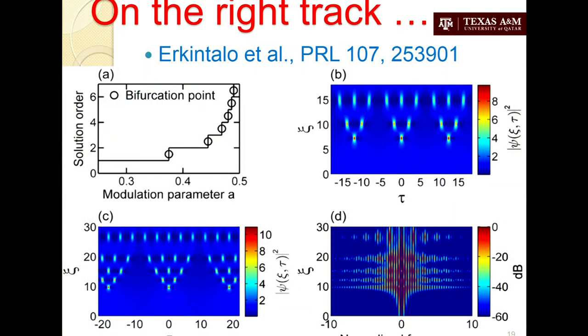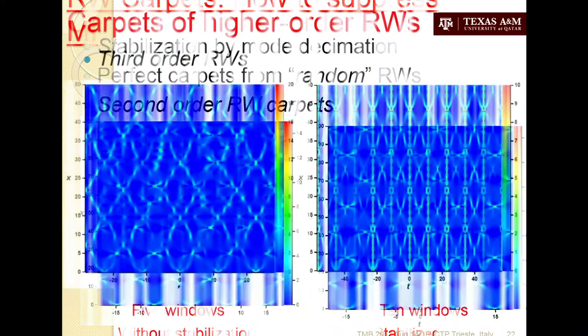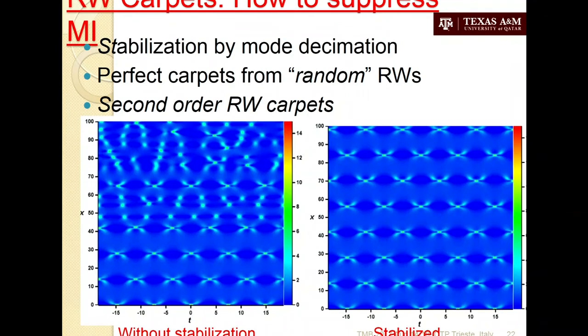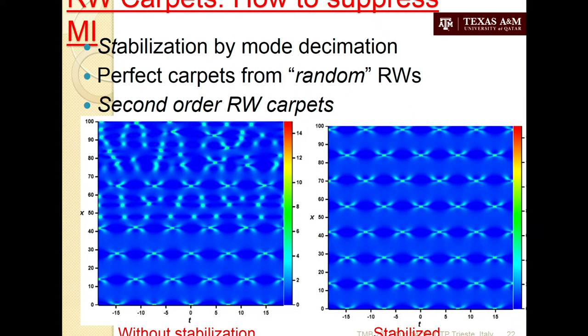Let me just go further down. There are too many, but let me just skip all the way. So if you try to put second order rogue waves, which by their appearance look like butterflies, then yes, they will just be arranged as a Talbot carpet for only a few generations, but then the homoclinic chaos takes over. If you do stabilize this propagation by decimating some unstable modes, then you can get perfect stabilized carpets from random rogue waves, and this is the second order.